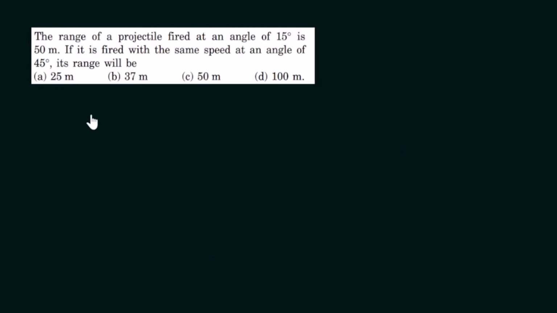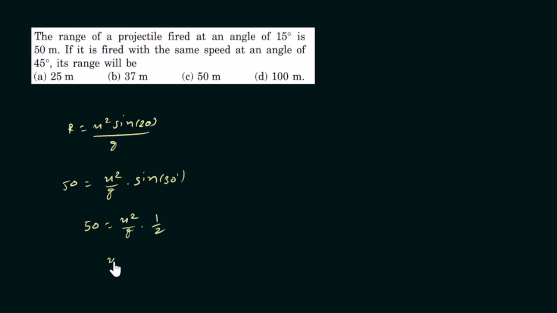Our next problem is: the range of a projectile fired at an angle of 15 degree is 50 meter. If it is fired with the same speed at an angle of 45 degree, its range will be? Initially the range is given, so we have the formula R equals u square sin 2 theta divided by g. The range is 50 meter, u square by g, and sin 2 theta is sin 30, which is 1 by 2. So u square by g is basically 100 meter.